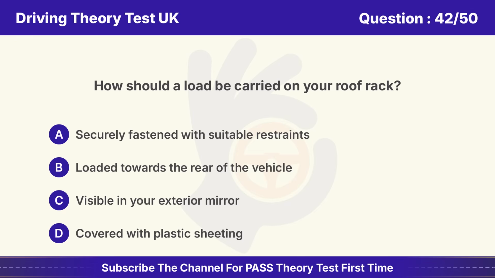Question 42. How should a load be carried on your roof rack? Option A. Securely fastened with suitable restraints. B. Loaded towards the rear of the vehicle. C. Visible in your exterior mirror. D. Covered with plastic sheeting.